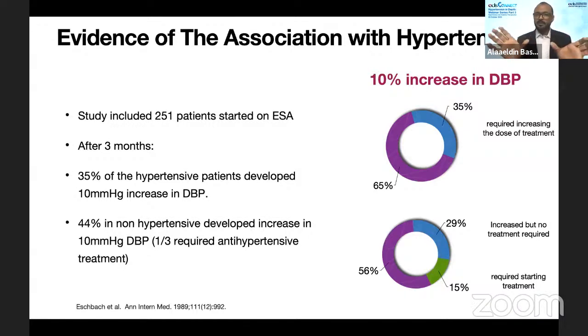Some of the patients were already hypertensive and some were not hypertensive at the start. And they found that around 35% of patients who are already hypertensive had an increase in their diastolic blood pressure by around 10 millimeter mercury. What about the non-hypertensive patients? 44% of non-hypertensive patients had an increase in their diastolic blood pressure of 10 millimeter mercury. 15% of the total patients, which is 25% of the patients who had an increase in their diastolic blood pressure, had to be started on medications. So remember, a patient who is not hypertensive, you started erythropoietin stimulating agents, then 15% had to be started on treatment.